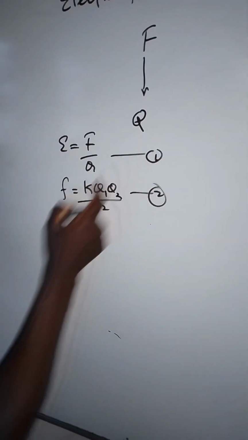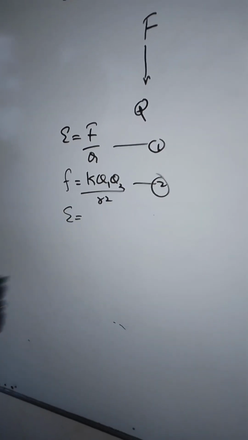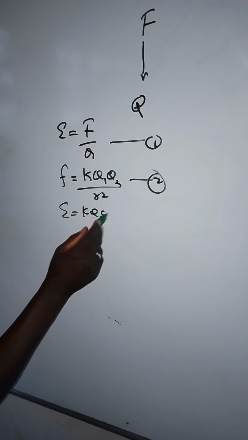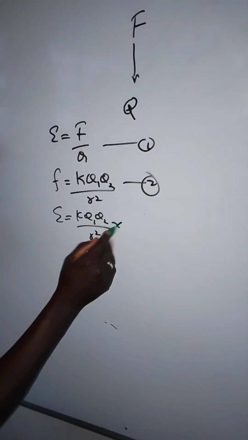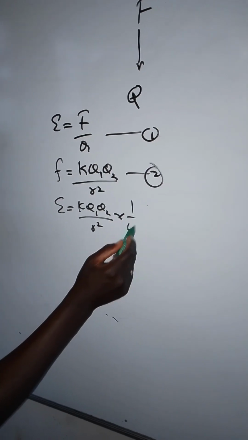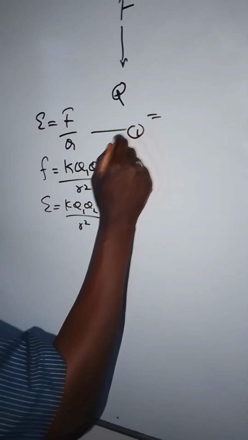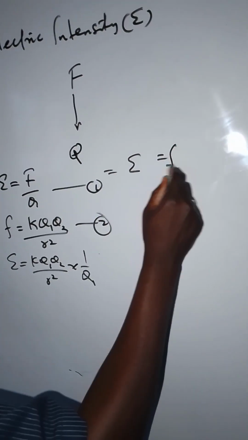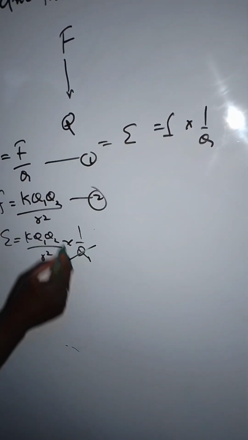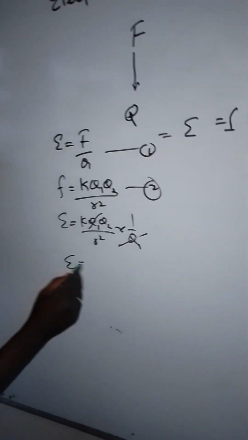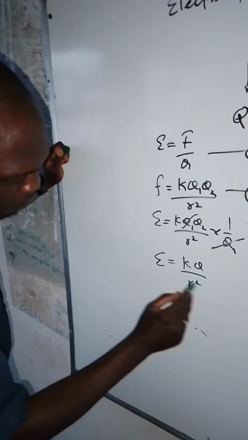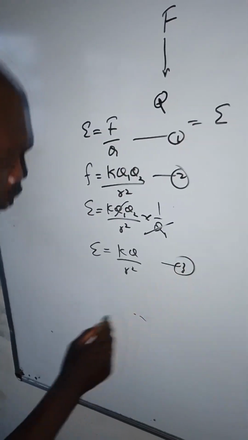Substitute equation 2 in equation 1. We have E is equal to, instead of writing F, you write K Q1 Q2 over R squared times 1 over Q, because E is equal to F times 1 over Q. It's the same thing. Thereby one of the Qs cancels, and E is equal to K Q over R squared. Equation 3.